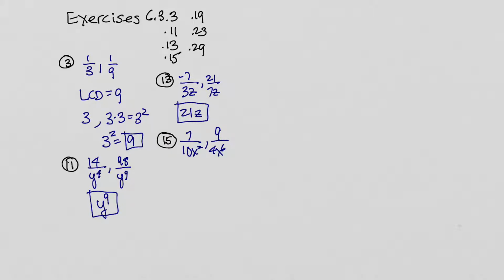In number 15, with these two denominators, can you see the smallest number that both 10 and 4 will divide into? I mean, it'll divide into 40, but that's not the smallest. The smallest is going to be 20. So I'm going to say that our LCD here is 20 x to the, can you see it? This exponent is 2, this one's 6. So we take the one with the higher exponent, which in this case is the 6. So both of these denominators will divide into 20 x to the 6th.